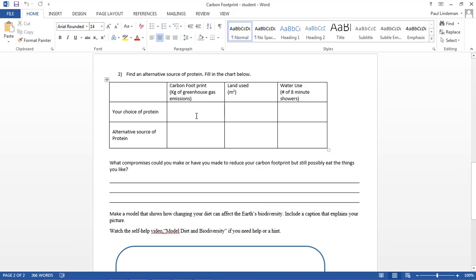All right. Then I would record that information into my chart. So I'd have my chicken, and then I might have my nuts, and I would write how it changed. And then what compromises could you make to reduce your carbon footprint, but possibly eat things that you like. So again, there are going to be compromises you're going to have to make, and hopefully you're compromising for something you would like. You wouldn't want to be eating something you don't like, but that's the idea behind this, is just exploring that possibility and how you could change your diet.